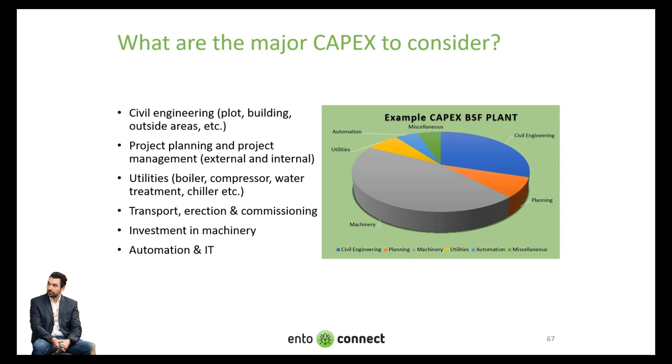But to summarize here, you can see that most of the CapEx will go for the machinery. A big part of the cake will go for the civil engineering or the civil planning. And then, we have other smaller types, but these are the major costs to consider.